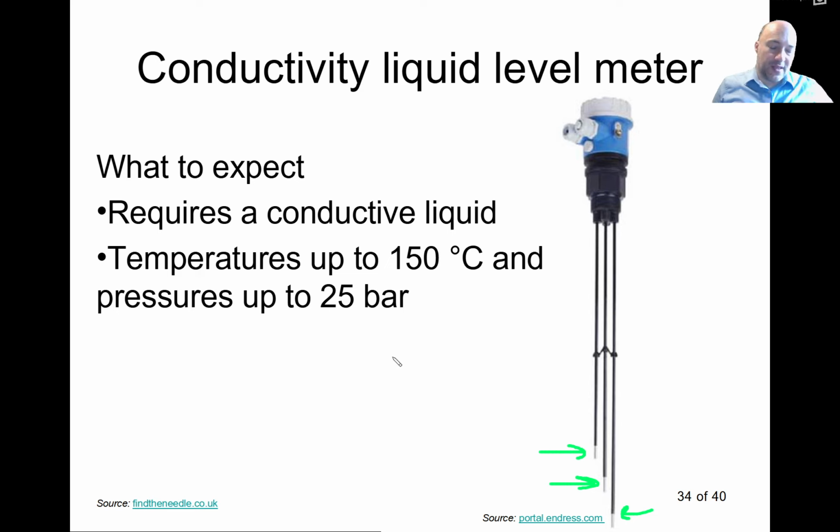And so what can you expect? It needs to work with a conductive liquid. Without the conductive liquid it will not work. As I was already saying multiple times, regular water is slightly conductive, so this will work with regular water, but it may not work with oil or with some distilled water, for example. The temperatures are about 150 degrees Celsius and pressures up to around 25 bar. Again, those are just some numbers from one type of sensor, the one that you see in the picture here, but you may find slightly different values for different manufacturers.